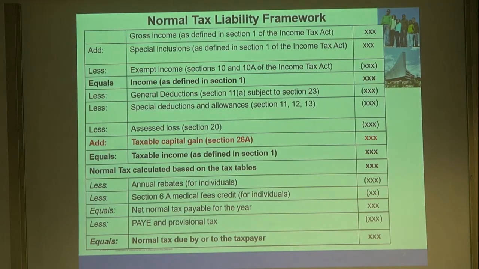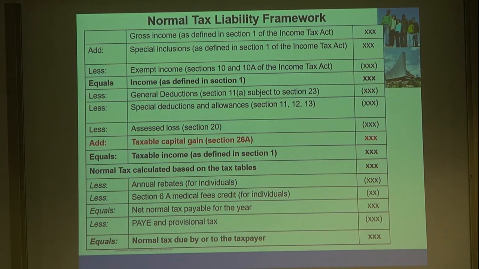Okay, so where does CGT fit into our framework? If you go to our framework, you'll see all the things that we've done: our income, our deductions. You'll remember you did assessed losses. That's where it falls in. And just after assessed losses is where we put in our taxable capital gain.